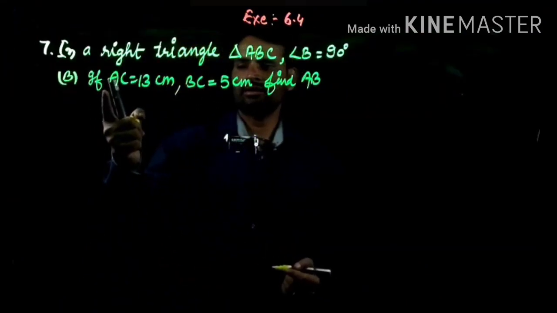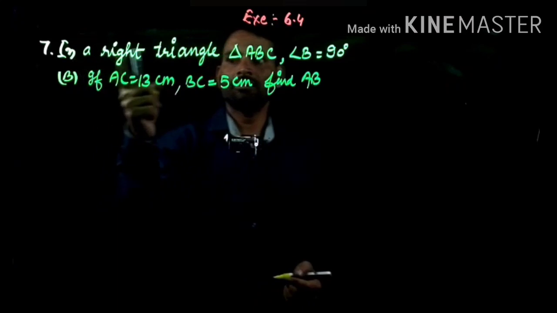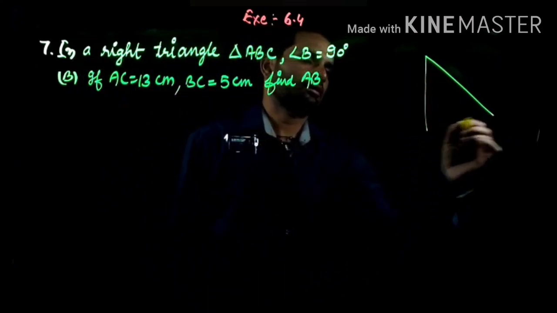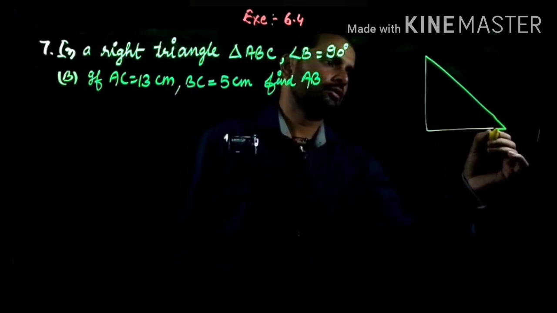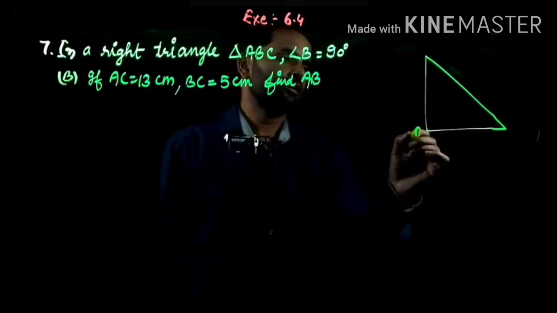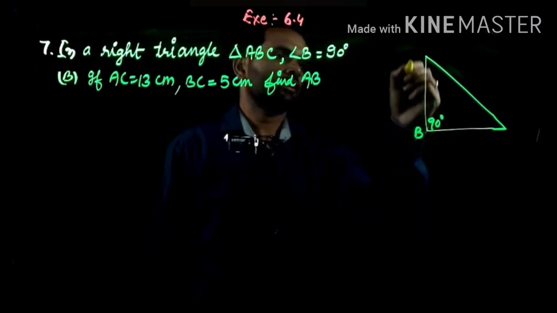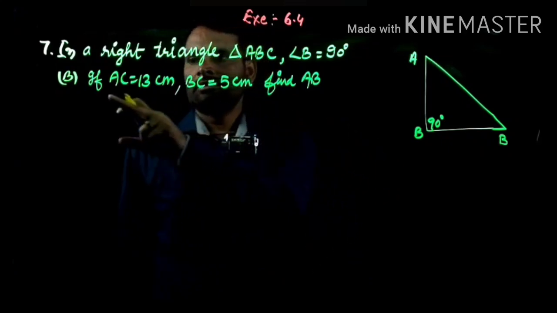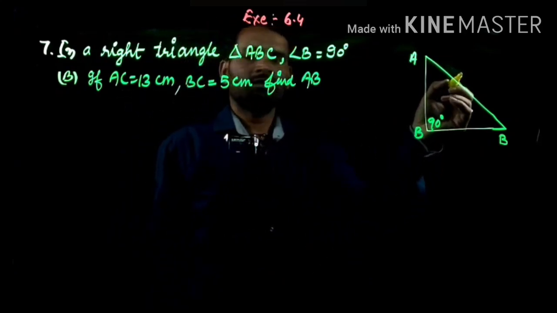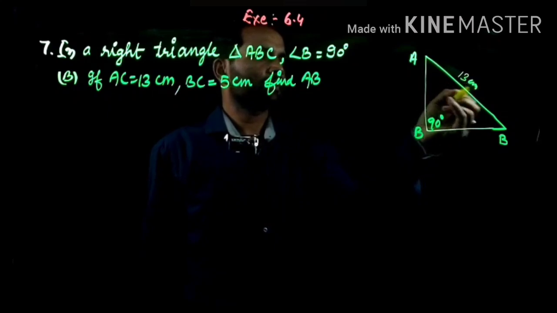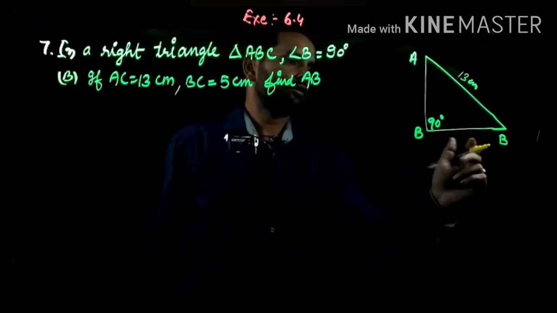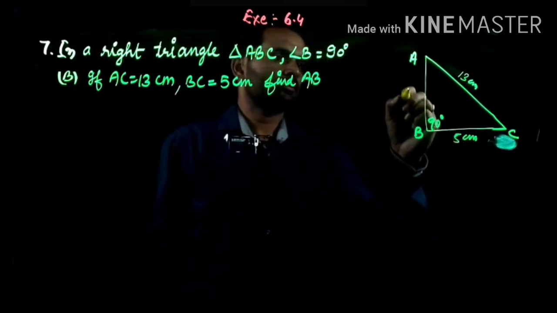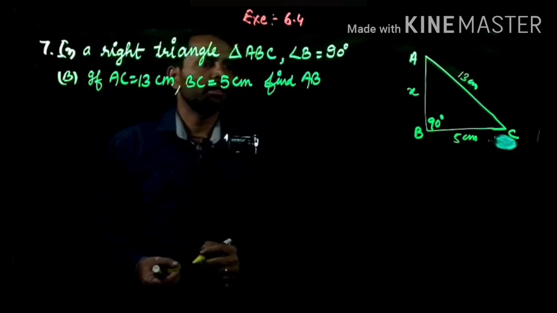Second question is question B. Find AB, again in the right angle triangle. First you draw a right angle triangle, where angle B is 90. Okay, and given that the length of AC is 13 centimeter and BC is 5 centimeter. You find the value of AB.